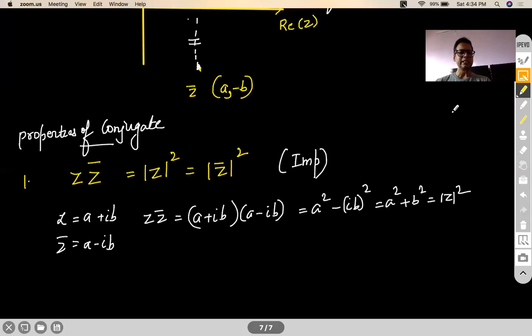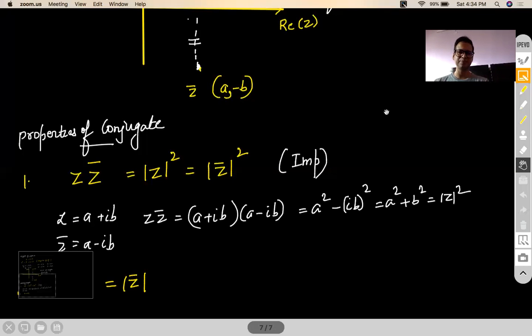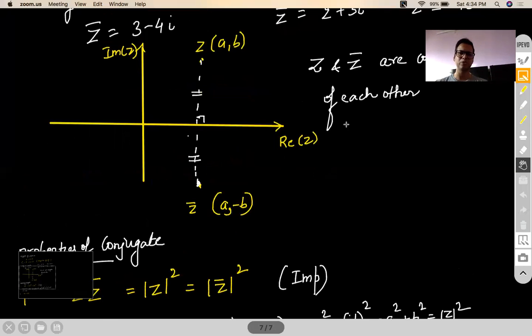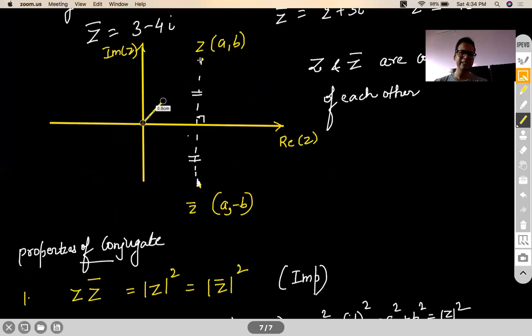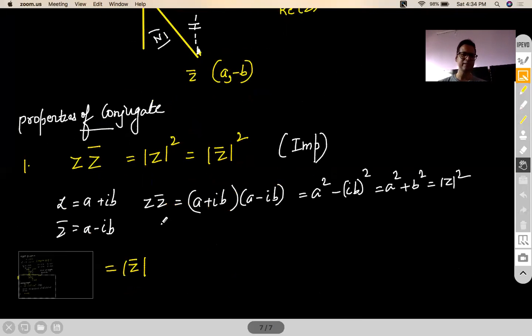Okay. Second thing is, as we already discussed, the complex number modulus and its conjugate modulus will be the same. It's obvious from this diagram also. Since they are mirror image, this distance, which is your mod Z, will be same as this distance, which is your mod of Z conjugate. Okay. So the modulus of Z and its conjugate is the same.